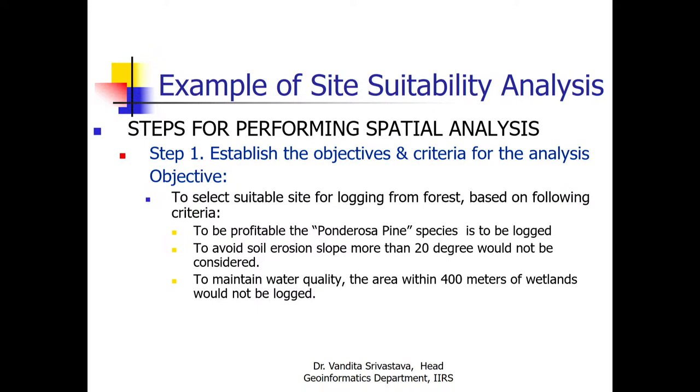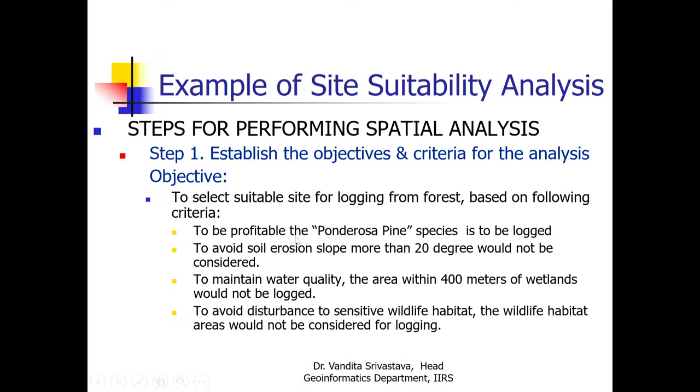Fine. And we also know that if we log trees, if there is some species residing that is already declared endangered, then it will get affected. So we should not log the areas which are habitat of some endangered species, right? So we will say to avoid disturbance to the sensitive wildlife habitat, we will not consider logging in those areas. So we will simply remove them out. Now if these are our 4 criteria, then what is the next step?